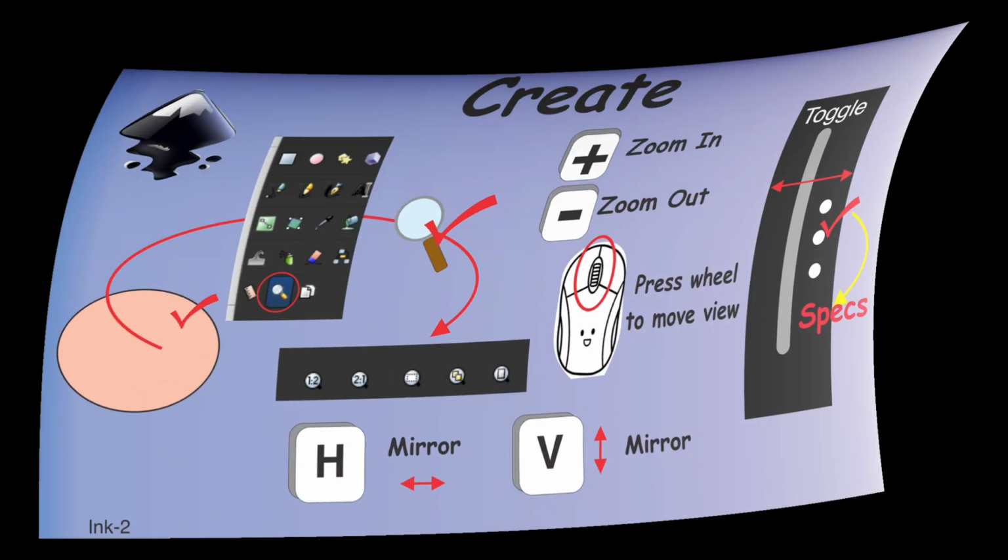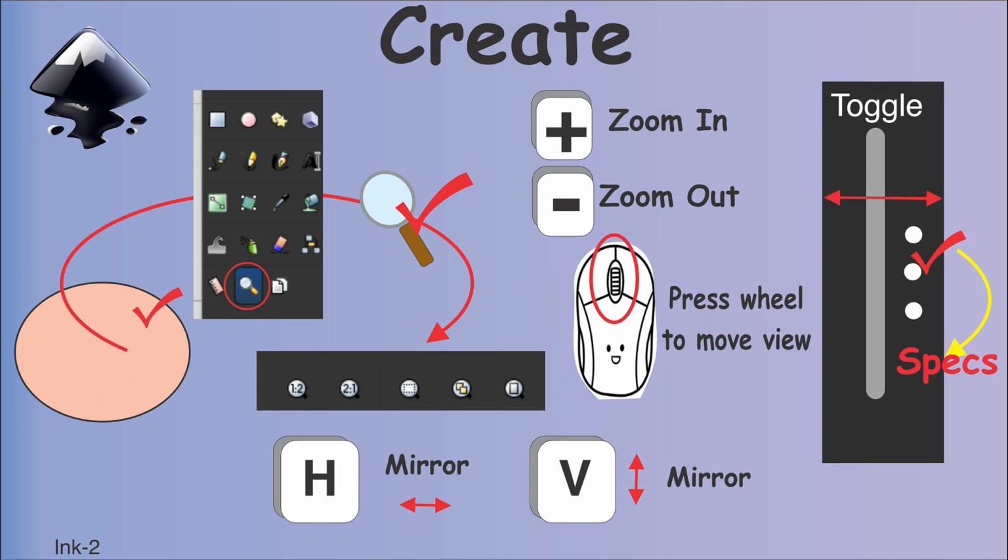On the Create area, we have an object. Click on it, and you get some zoom tools. I use plus and minus the most. Press the mouse wheel down. The H and V keys are for mirroring objects. Use the toggle dots to reach the Spec side. It has a snap motion. Use the Pick tool to move between choices.